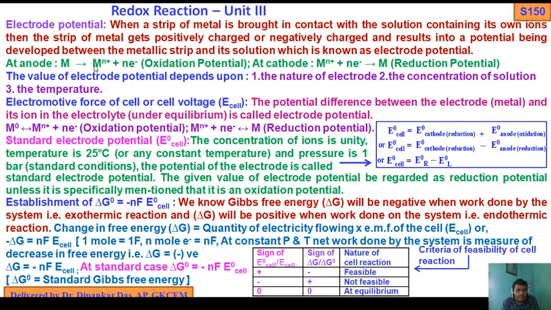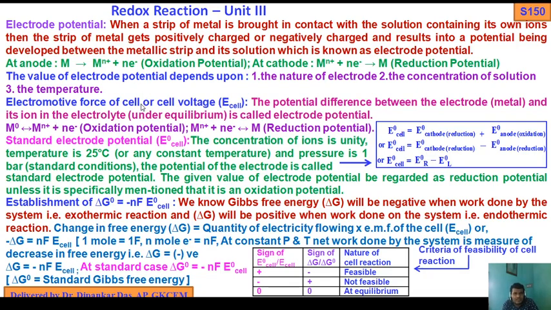At the anode, M goes to M^n+ plus n electrons: oxidation potential. The metal loses electrons, that's why it becomes M^n+. At the cathode, M^n+ accepts n electrons to become M: reduction potential. The value of electrode potential depends upon, number one, the nature of the electrode, number two, the concentration of the solution, and number three, the temperature.